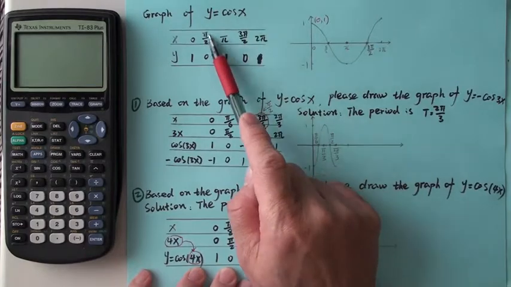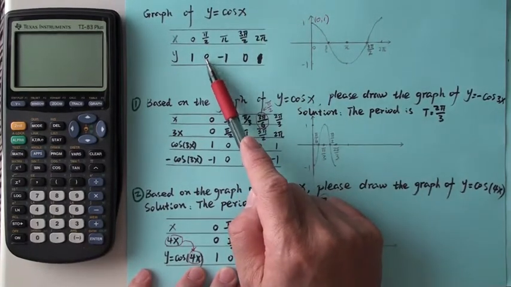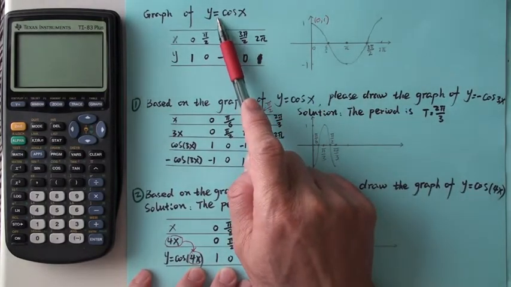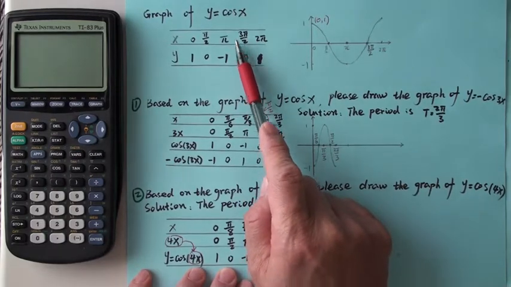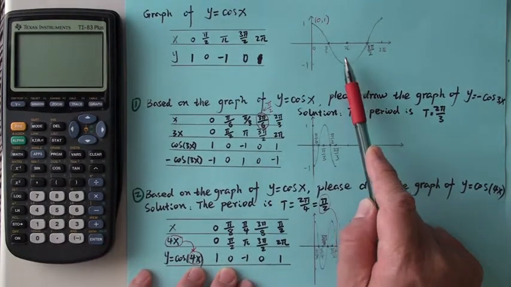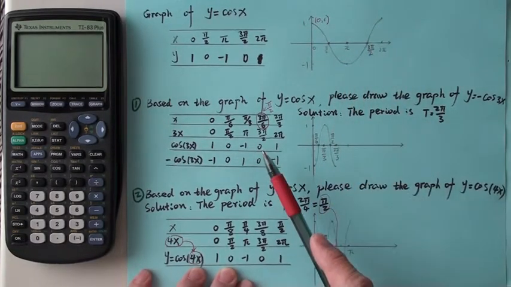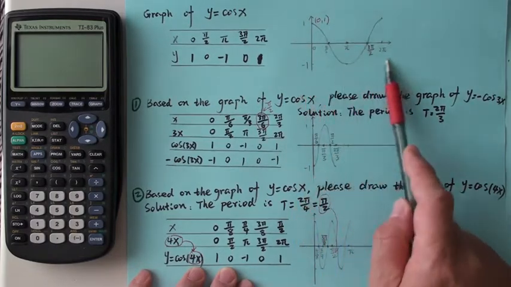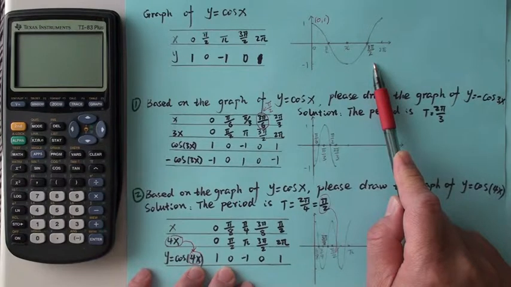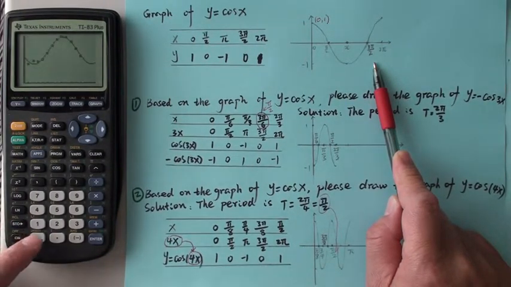When x equals pi over 2, cosine pi over 2 is 0. It goes down. And then when x equals pi, cosine pi is negative 1. So the graph actually goes down in this way. This is the basic graph we should remember. If you don't remember, you always have your calculator. You can take it down.